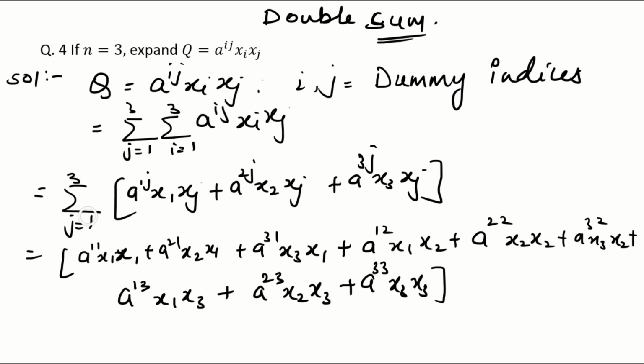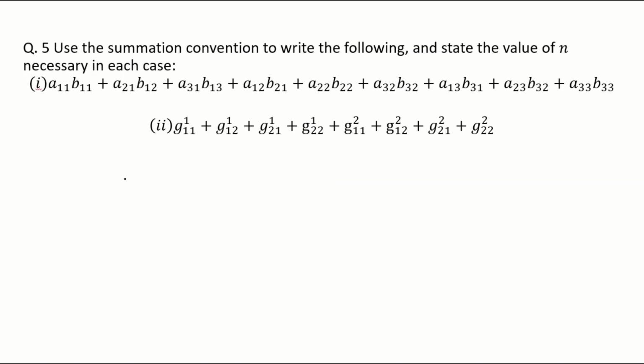So when you put j as 1 you get 3 terms, then for 2 again 3, and for 3 again 3. That means you will get 9 terms, right? Here we are getting 9 terms because we have two sums and both sums are from 1 to 3, so 3 times 3 gives 9 terms. So this is the expanded form for q, right? This is an example of a double sum. Let's move to the last question.